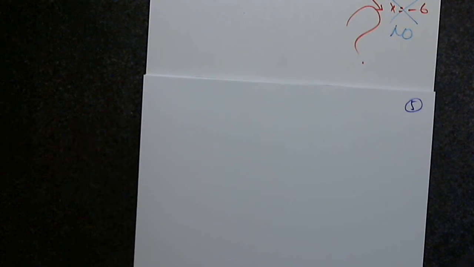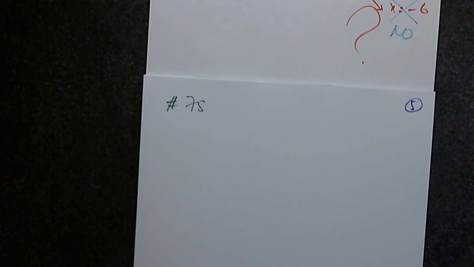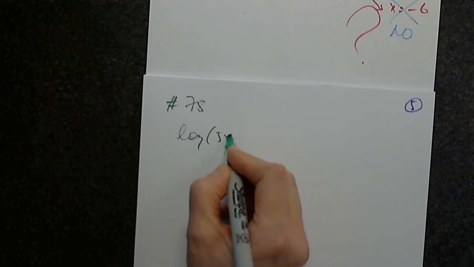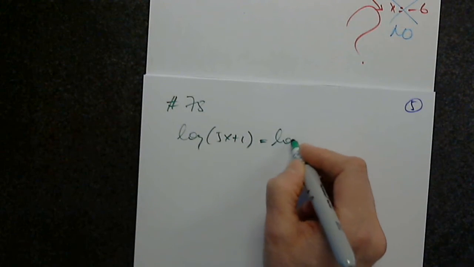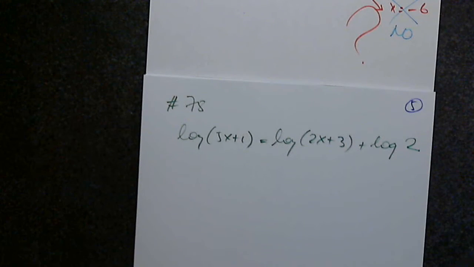You said through which number? Anything from 49 through 92. Okay, 78. 78 it is. Where are you, 78? I see it. So log(5x plus 1) equals log(2x plus 3) plus log 2. I don't see the base. Let's clarify what the base is. Very good. Base 10.